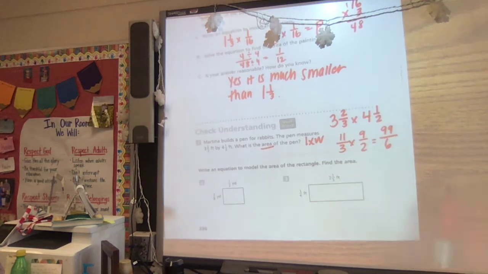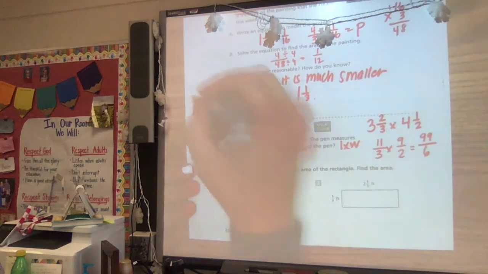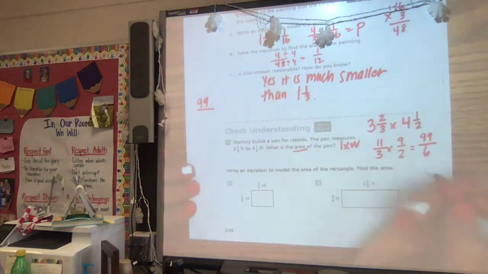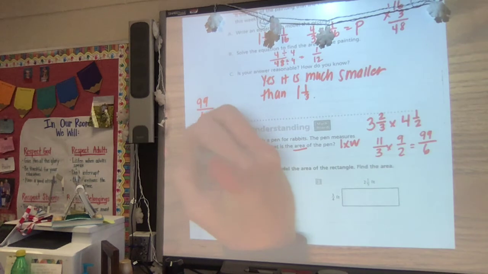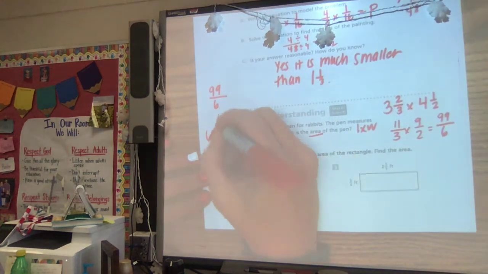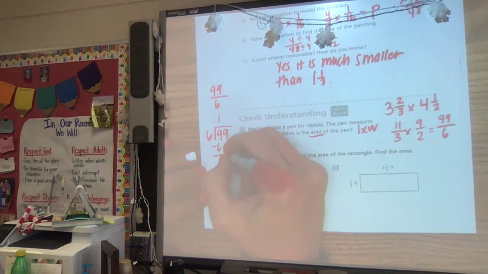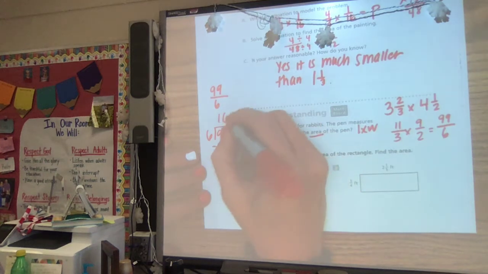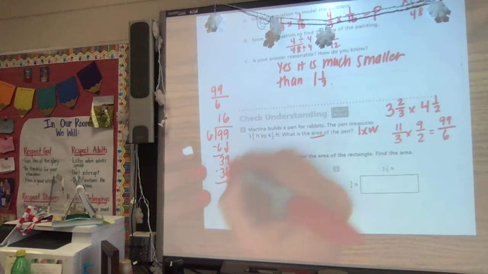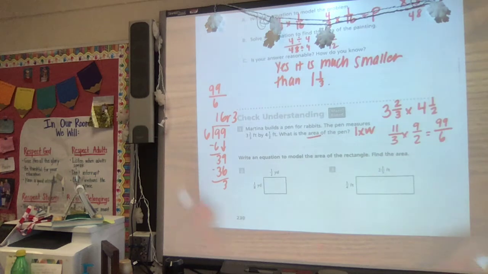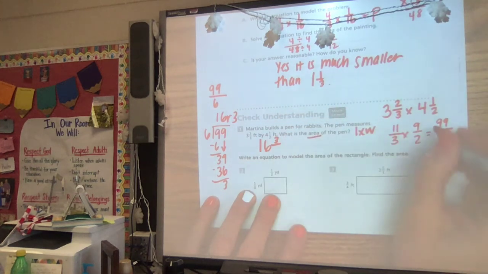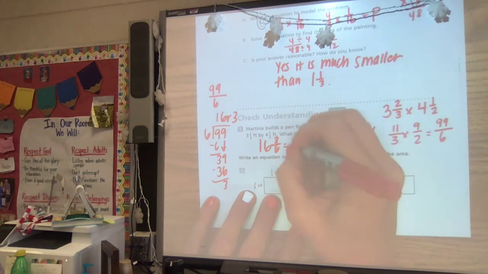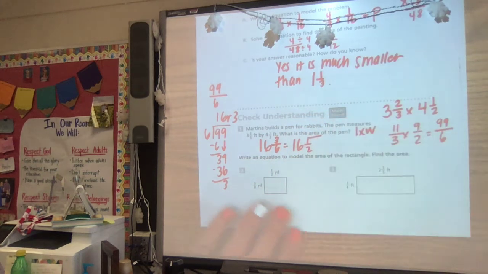So let's go ahead and make that into a mixed number. So 99 divided by 6. 6 goes into 9 once. 6 goes into 39 6 times. So that gives me 3 left over. So now I know my answer is 16 and 3/6. And I know that's equivalent to 16 1/2.